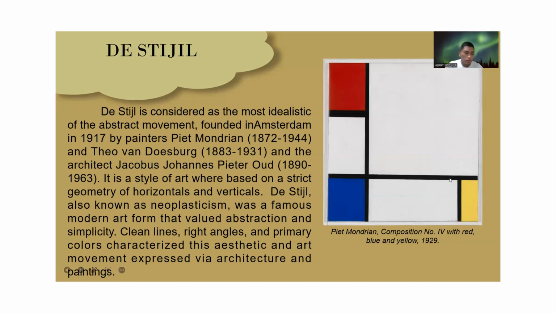So the best picture to describe this art movement is Piet Mondrian's Composition No. 4 with Red, Blue, and Yellow in 1929, no?